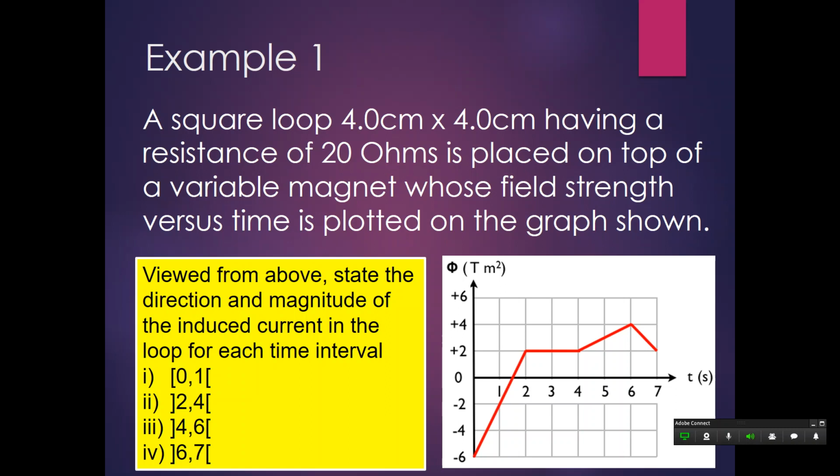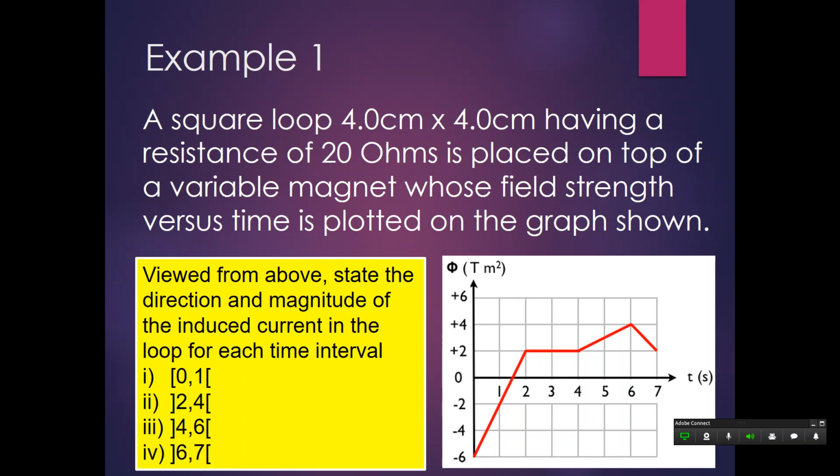And on a flux versus time graph, if it's not totally straight, then the flux is changing. So just looking at this here, we're talking about flux. At which interval in time is the flux not changing? Yeah, from 2 to 4, the flux is not changing. So what can you say about the induced current in the loop during that time? 2 to 4. None is induced.